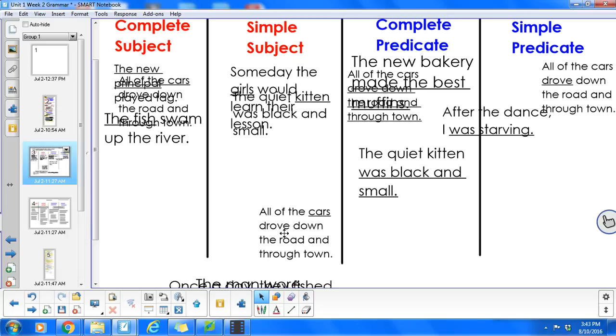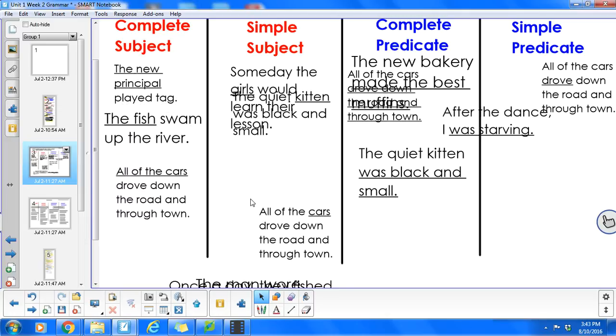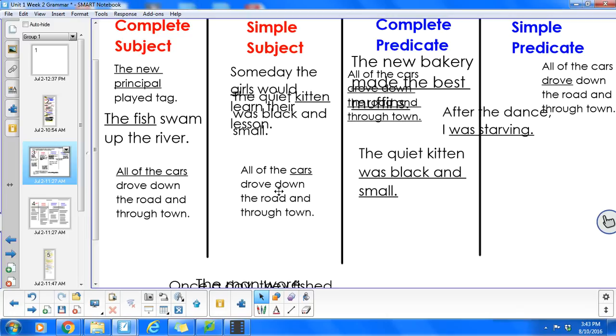We got almost them all. All of the cars drove down the road and through town. Well, now, before we had all of the cars underlined. Now just cars is underlined. So that one's a simple subject.